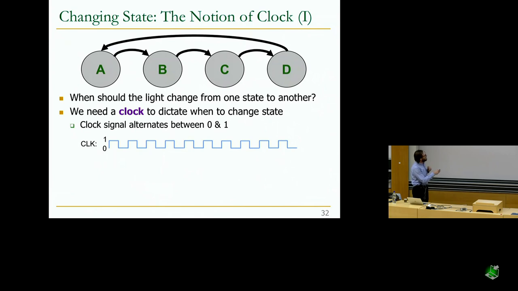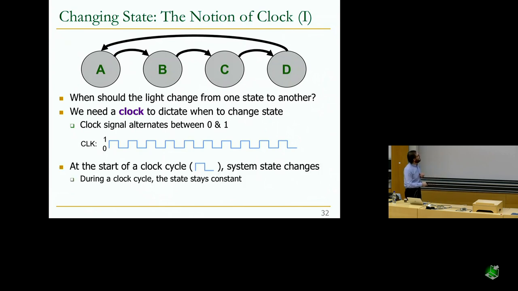Basically, it goes from 0 to 1. It stays at 1 for a while, and then goes to 0, and stays at 0 for a while, goes to 1. It's a periodic signal, alternates between 0 and 1. So at the start of a clock cycle, we're going to assume that the system state changes. When you transition from 0 to 1, at this point, system state changes. And we will later see how we can do that in a real circuit. And during a clock cycle, the state stays constant.